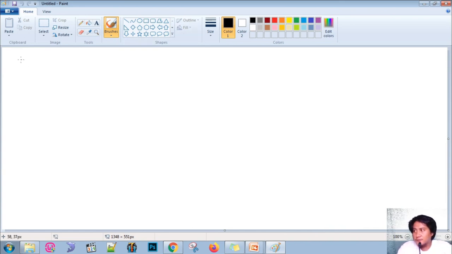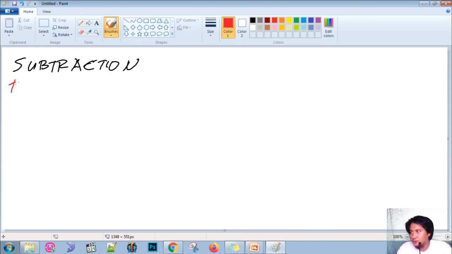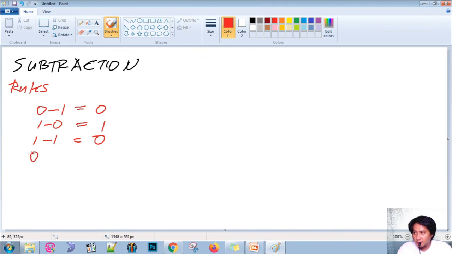For subtraction, after the addition we now have subtraction. So how do we subtract binary numbers? These are the rules for subtraction. If you have 0 minus 0, that is equal to 0. If you have 1 minus 0, that is 1. If you have 1 minus 1, that is equivalent to 0. And if you have 0 minus 1, you will have 0, but you need to borrow 1.